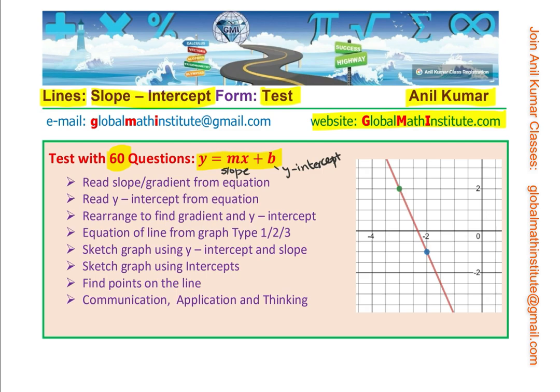Read slope or gradient from the equation. Read y-intercept from the equation. Rearrange to find gradient and y-intercept. Equation of line from the graph. We have three types of graphs here from which you need to find the equation of line. Sketch graph using y-intercept and slope. Sketch graph using intercepts, find points on the line, and then we conclude with about 20 questions based on communication, application, and thinking. So that's a big chunk which can help you consolidate the learnings.